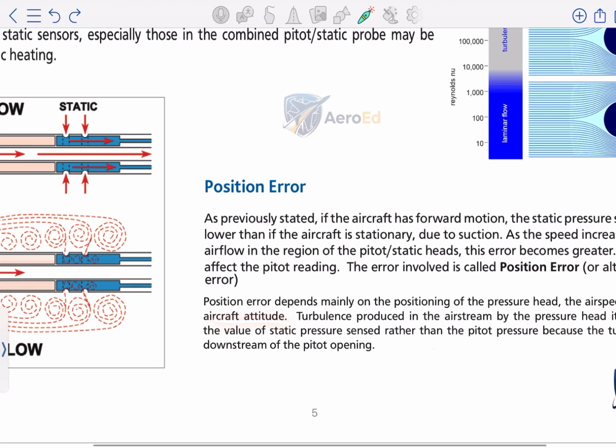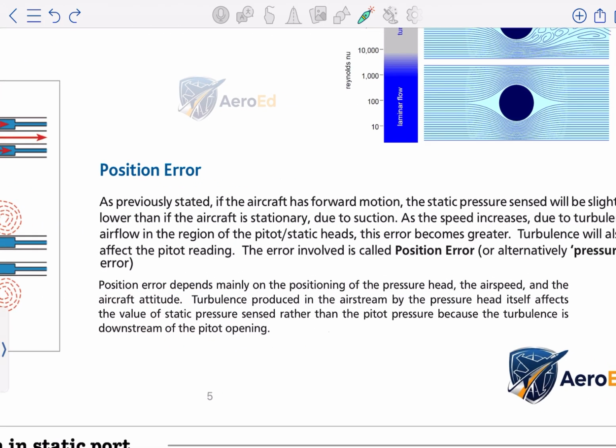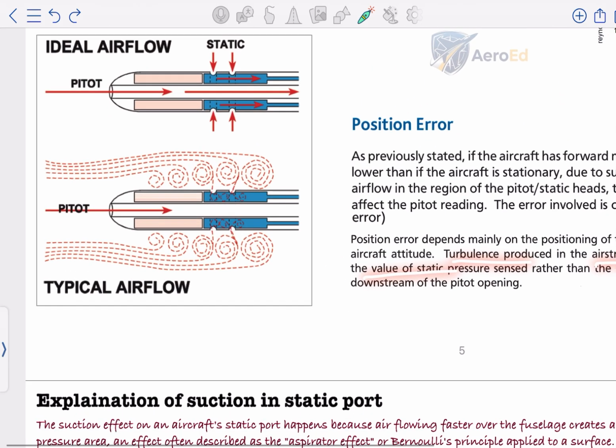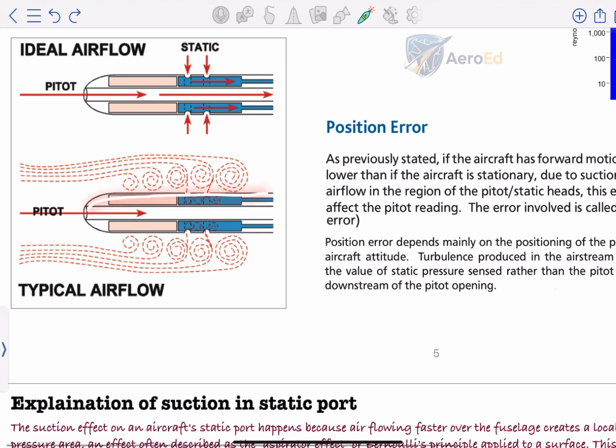When the aircraft's attitude is changed, if the angle of attack is changed or it is banked, it causes turbulence around the static slots, which causes more position error. Okay. Next, turbulence produced in the airstream by the pressure head itself affects the value of the static pressure. Because of this structure, the airflow which was flowing smoothly becomes turbulent, which itself affects the value of static pressure.